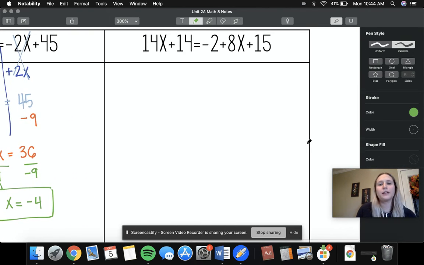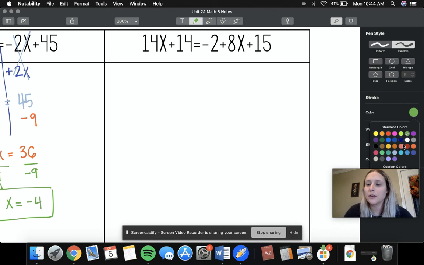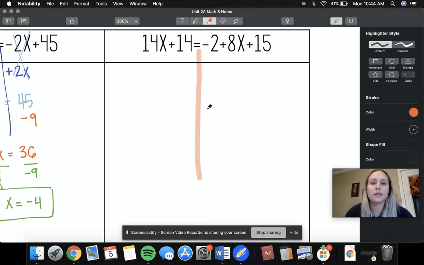All right, for this final problem, I see 14x plus 14, and that equals negative 2 plus 8x plus 15. So before we even start, I notice that this negative 2 and this positive 15 are on the same side of the equal sign. So why not just combine them or put them together? So that's what we're going to do first.